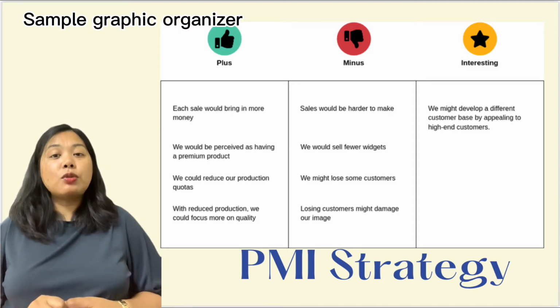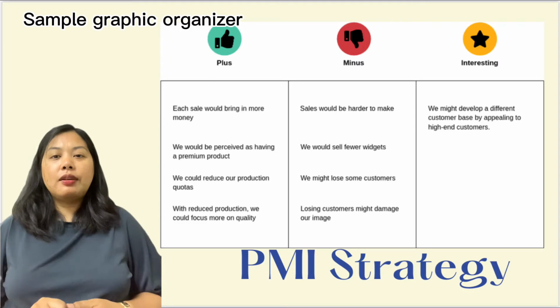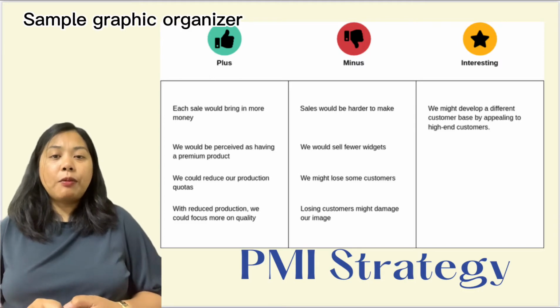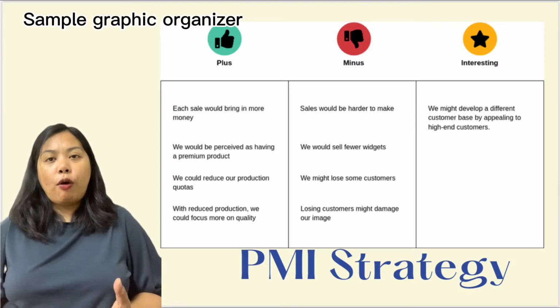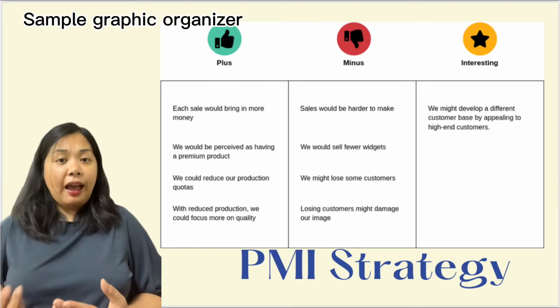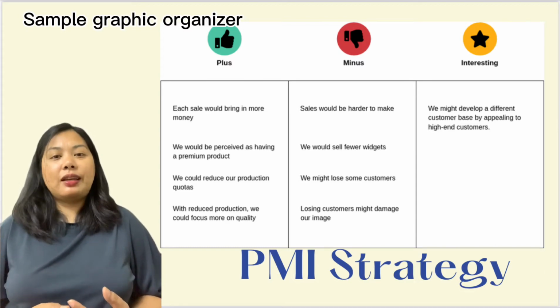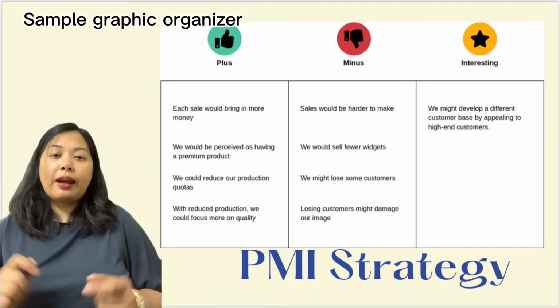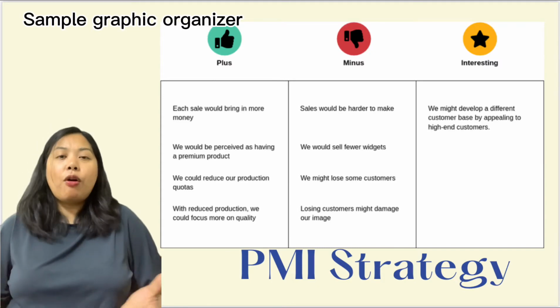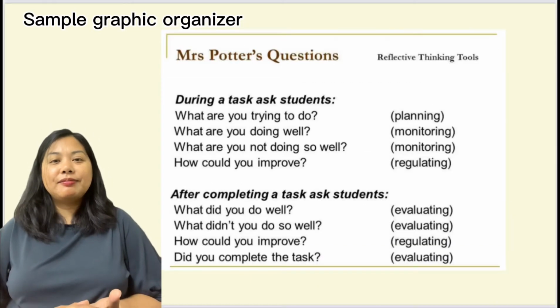M for minus, which refers to what is negative. You may use negative for something that they find vague or unclear. And then the I for interesting, something that students find motivating, exciting, or fascinating.